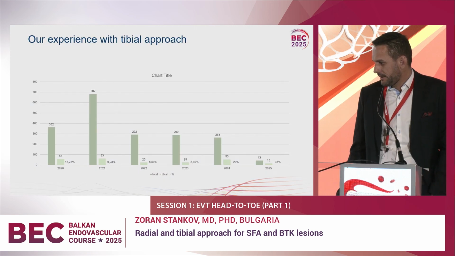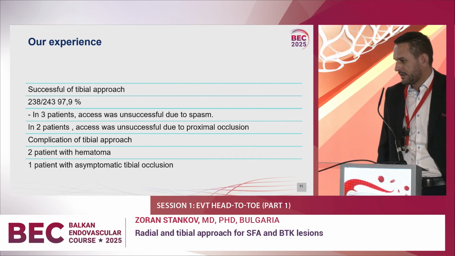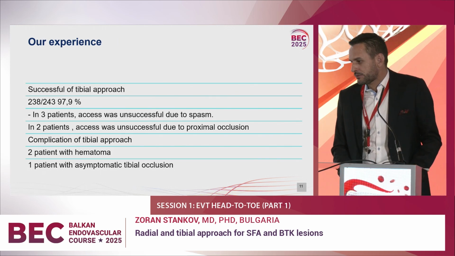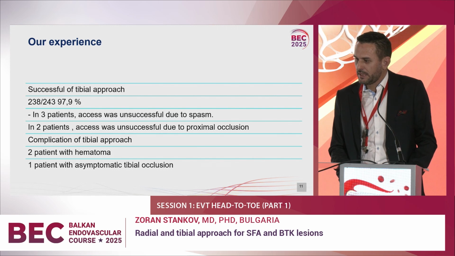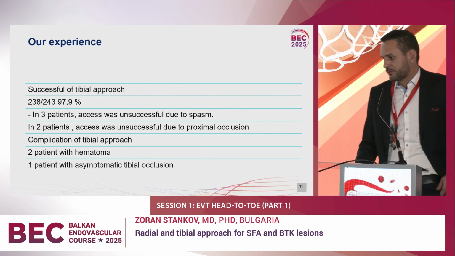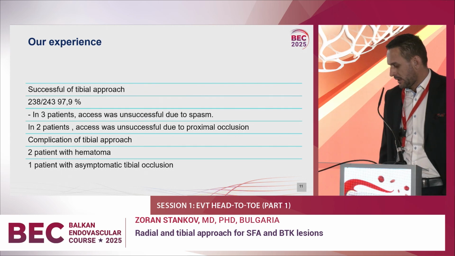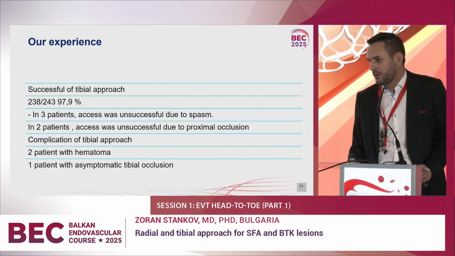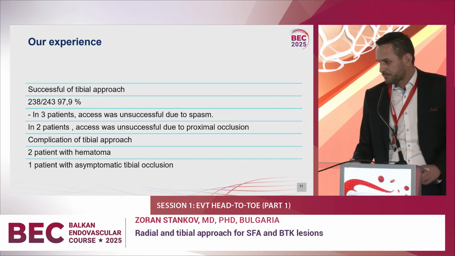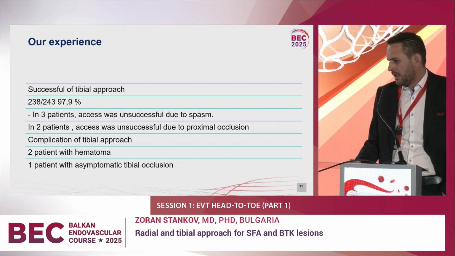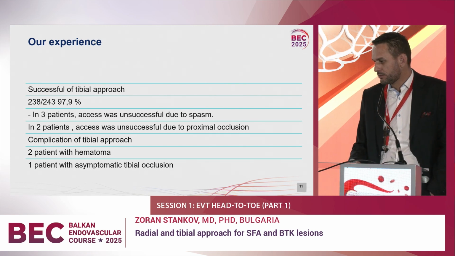You can see here in the graphic our experience with the tibial approach. Success is 97%, 98%. In 3 patients, we did not have success because of spasm of the artery. In 2 patients, access was not successful because we could not cross the proximal occlusion of the tibial artery, which needed intervention. The rate of complications is very low: 2 patients with hematoma, and 1 patient with asymptomatic tibial occlusion.